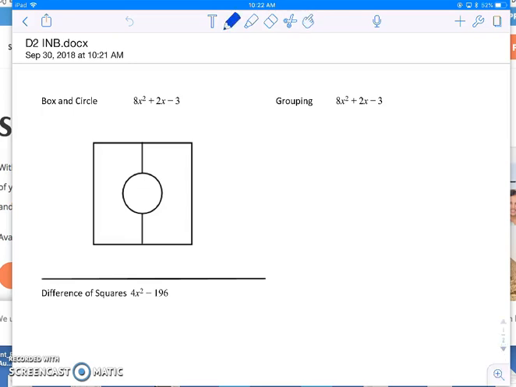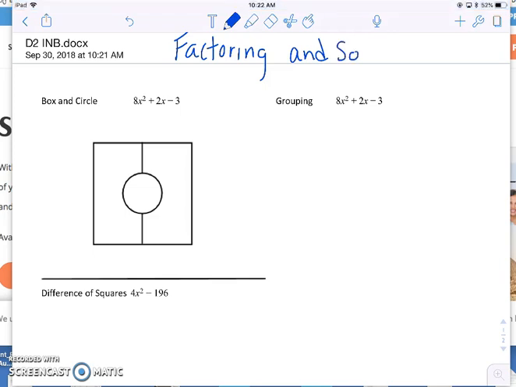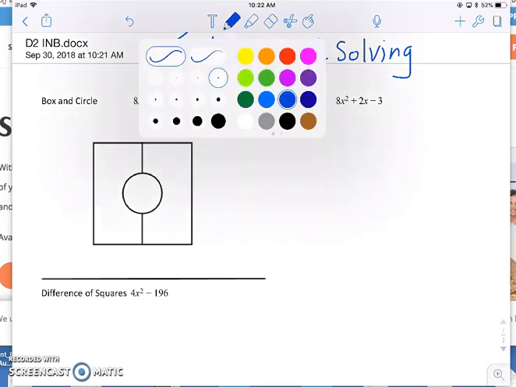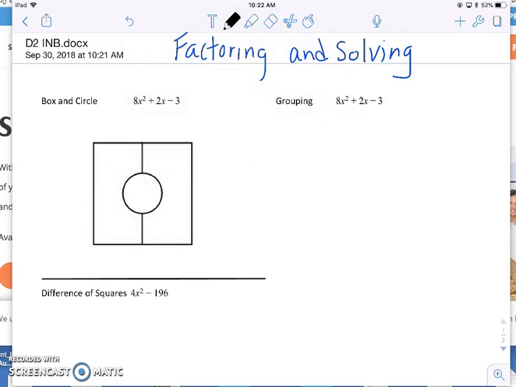So today we're going to take a look at factoring and solving. Yesterday we worked on finding the y-intercept as well as the vertex. Today we're going to look at different ways for finding the x-intercept. You did this last year as well, but we're going to take a look at factoring. Last year you talked about two different ways of factoring. The first way we're going to look at is that box and circle.